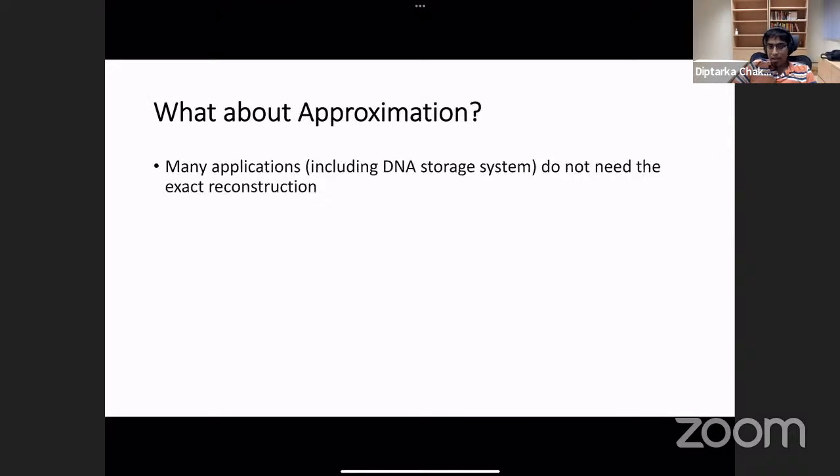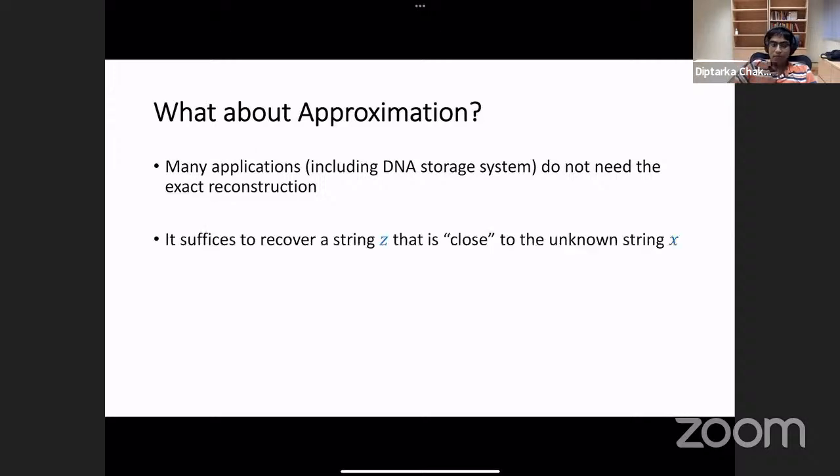But maybe for many applications, we don't need exact trace reconstruction. For example, this, our favorite DNA storage system application. Since we use an error correcting code in the beginning, maybe even if we could reconstruct up to a certain error, then it is fine. So that's why it suffices to recover a string Z that is close to the unknown string X.